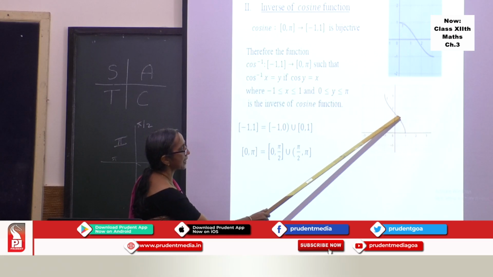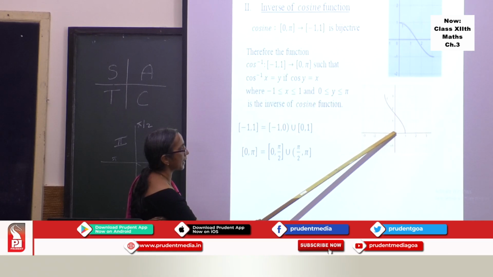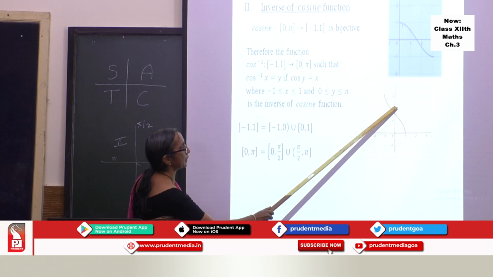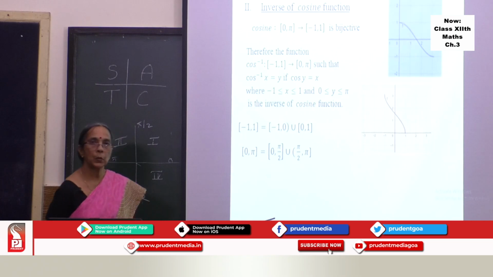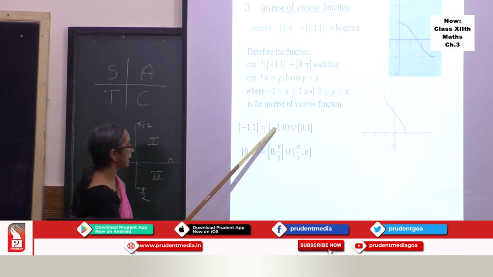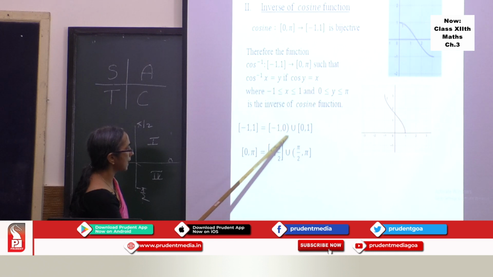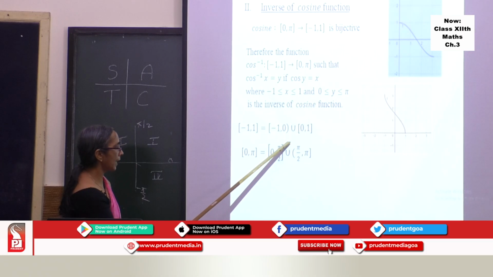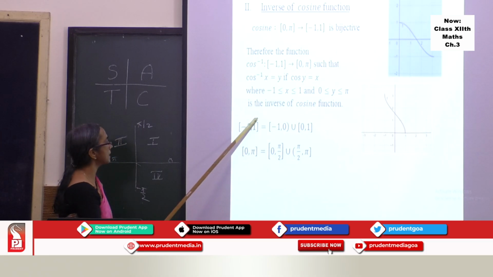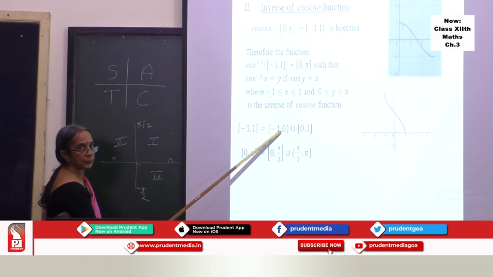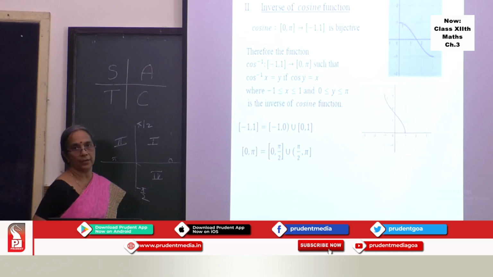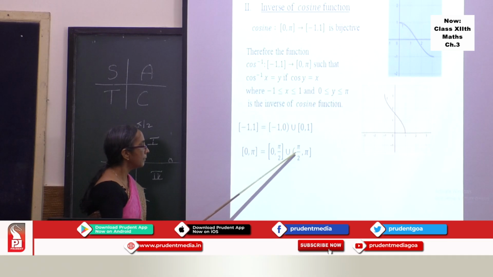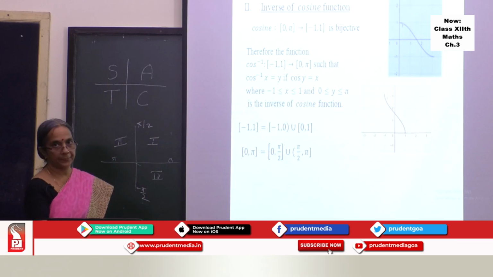Similarly, if x is a value between minus 1 and 0, cos inverse of x lies between pi by 2 and pi. If it is between minus 1 and 0, it lies in this second quadrant. Cos inverse of a positive value lies in the first quadrant, like sine inverse. Cos inverse of a negative value lies in the second quadrant, not like sine inverse of x. It is in the second quadrant from pi by 2 to pi.